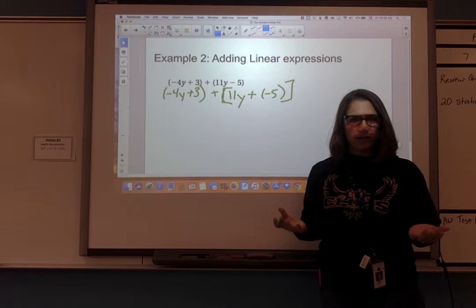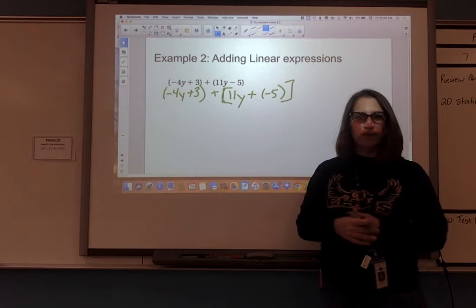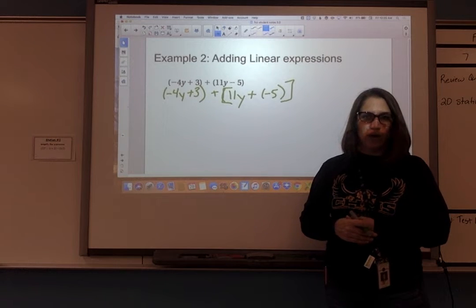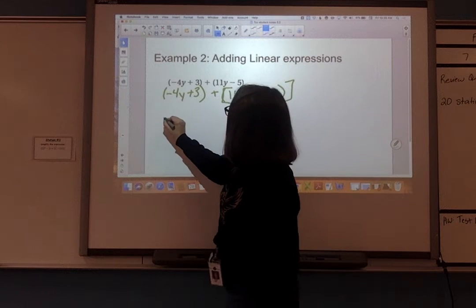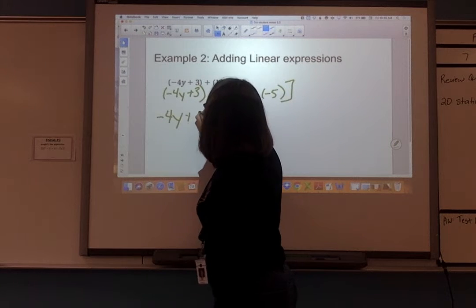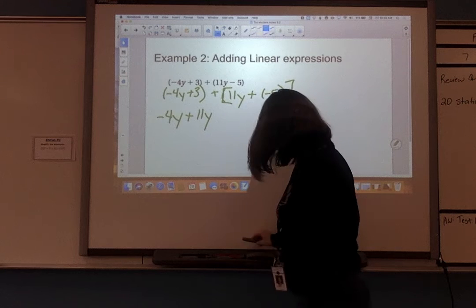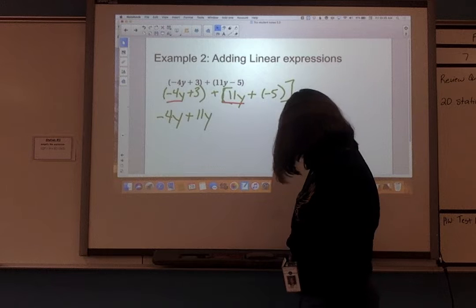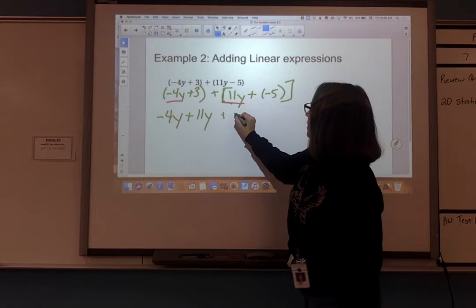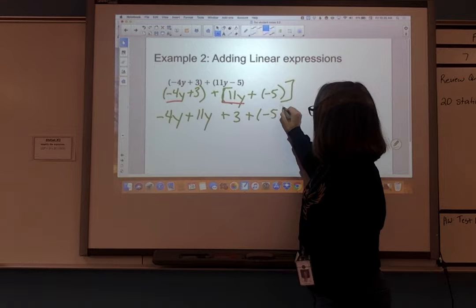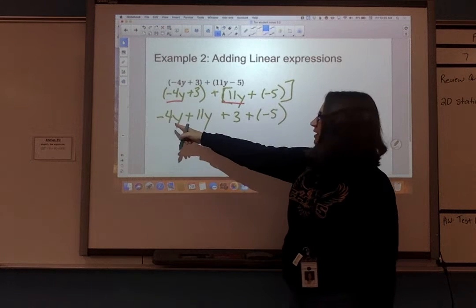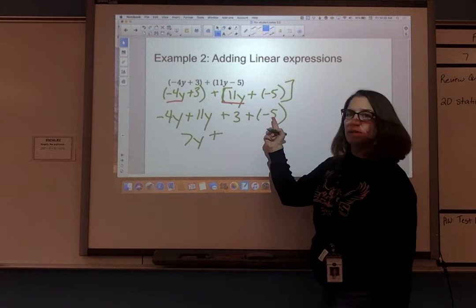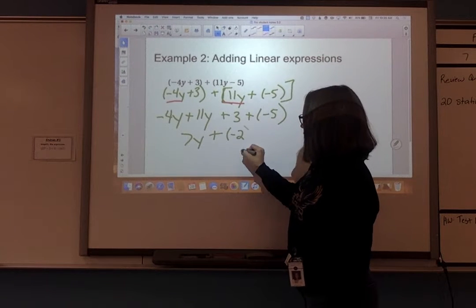We know addition's commutative, so even though we have these brackets and parentheses, we can now ignore those because we know we could do addition in any order we want. So I'm going to group our like terms together. Negative 4y plus 11y, that's my two variable terms. And now I'm going to group my two constant terms together: plus 3 plus negative 5. Okay, so negative 4y plus 11y is 7y, plus 3 plus negative 5 is negative 2.